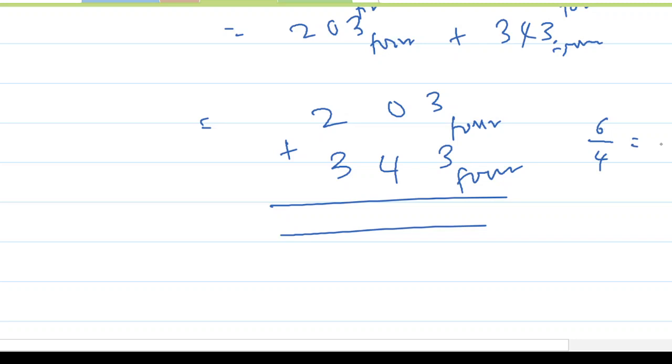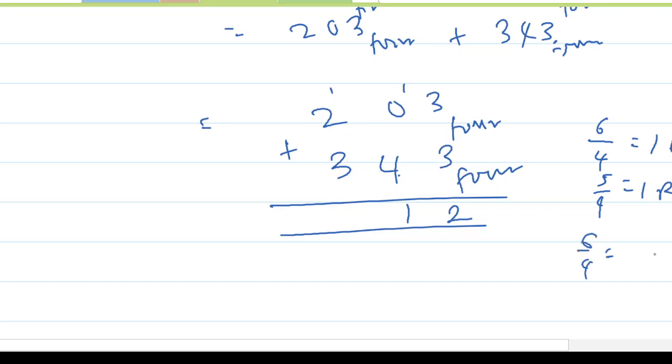How many 4s am I going to see in 6? That's 1 remainder 2. Then you write the remainder here and you keep the 1 here. 1 plus 0 is 1, plus 4 is 5. So you cannot write the 5 because it is greater than 4. You still convert to base 4. 4 in 5 will give you 1 remainder 1. You write the 1 here and you keep the 1 here. 1 plus 2 is 3. 3 plus 3 is 6.